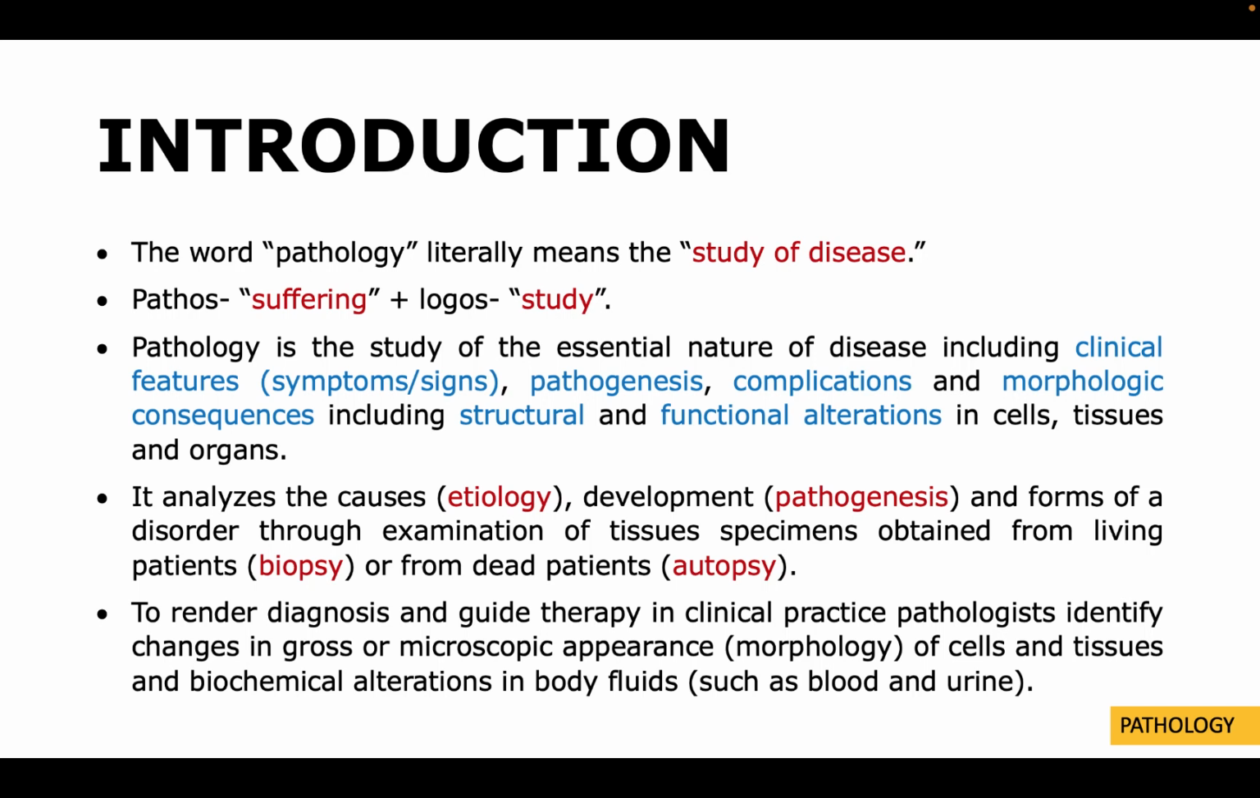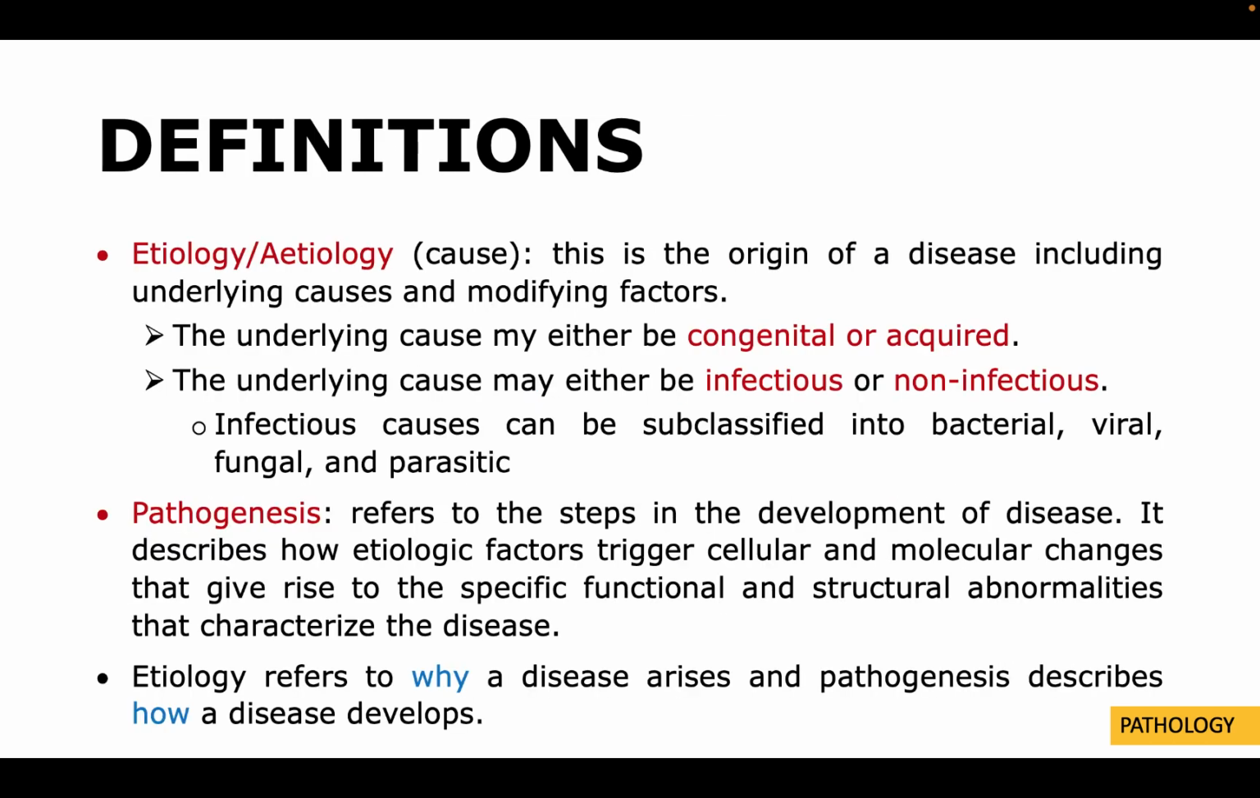So remember, for us to make a diagnosis, and for us to actually treat the patients quite well, pathologists actually have to identify changes in the gross appearance of a tissue, changes in the microscopic appearance of cells and tissues. How do you know that when you get a biopsy, when you send it to the lab, how do you know that there was chronic inflammation there? How do you know that there was acute inflammation there? It's because of the pathological examinations and the report that they give you back. And then, of course, you also have the biochemical alterations in the body fluids, such as blood as well as urine. So some definitions, etiology, like I said, it's the cause.